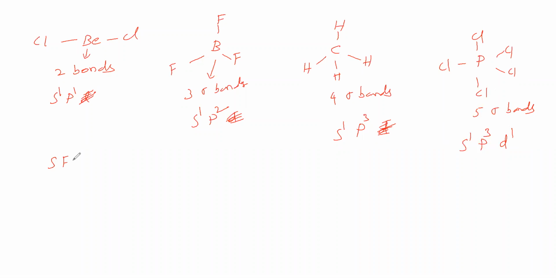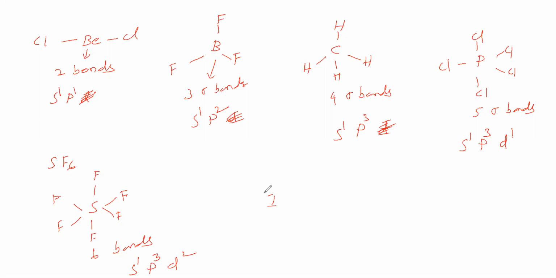Next, we will take SF6. SF6 means sulfur and 6 fluorine atoms. 6 fluorine atoms we write like this. Sulfur has 6 bonds. How to give those 6 bonds? You write S, P, D. Of that 6, first you give 1, the remaining is 5. Then for P you give 3, the remaining is 2. That 2 you give to D. So the hybridization of sulfur is sp3d2.